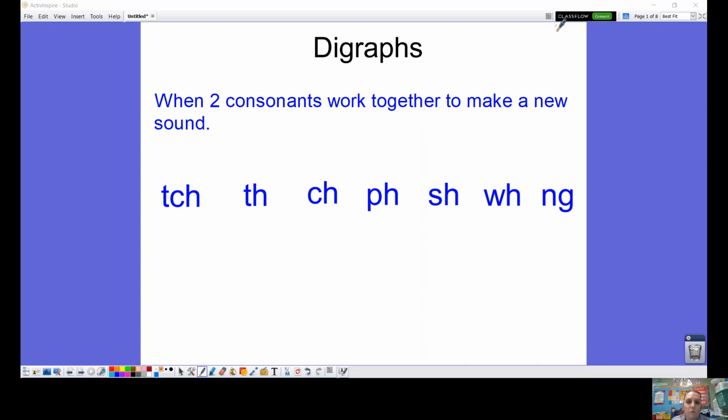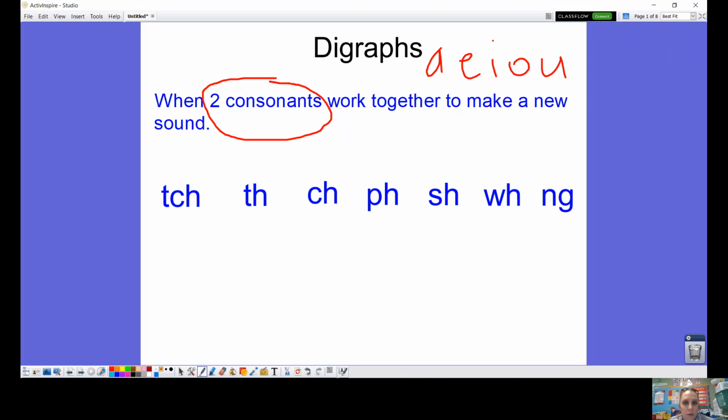All right, your skill for this week is going to be reviewing digraphs. Digraphs are when two consonants work together to make a new sound. So before we talk about digraphs, let's review what consonants are. What are consonants? Good. Consonants are any of the letters that are not vowels. Our vowels are A, E, I, O, and U. So consonants are any of those letters that are not vowels.